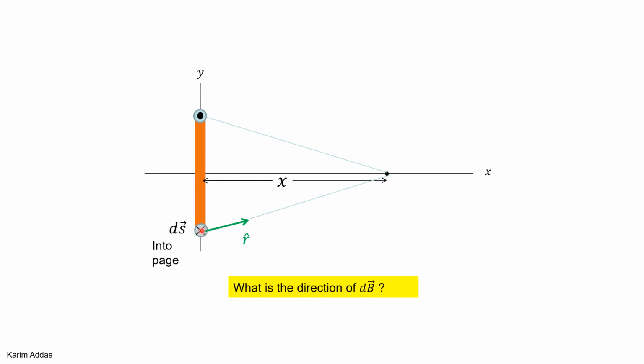The element of current now here points into the page. And the r hat unit vector points from the element to the point where you want to find the magnetic field. So what's the direction of the magnetic field due to this element of current? If you get ds cross r hat, you can show that it points in this direction. It's at 90 degrees with respect to this line.